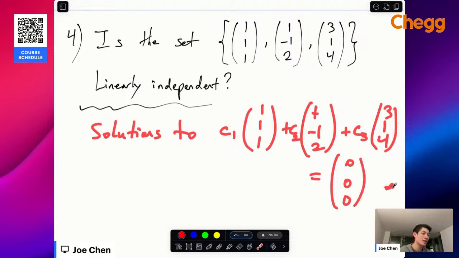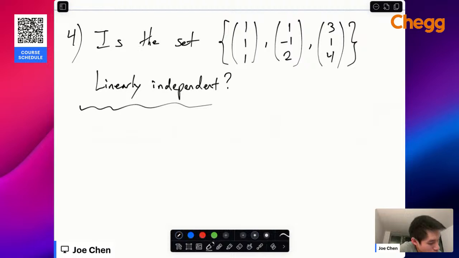Okay, so you're given a set and you want to know whether there are more solutions to this than just setting everything to 0. Because of course you can see that if I take c1 to be 0, c2 to be 0, and c3 to be 0, this will always solve it, but the question is, are there more?